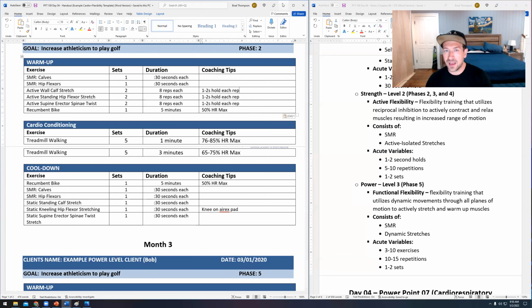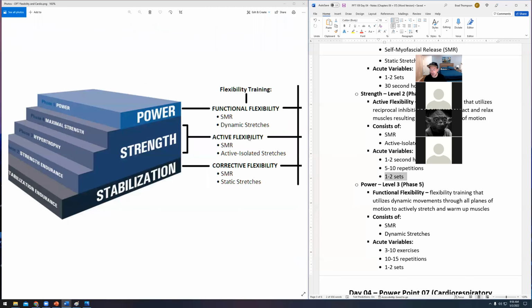Now, why do we have these different techniques? Like, why not just keep doing static stretches? Well, remember how I said static stretches reduce your strength, or at least they reduce your max strength, right? Active stretches don't. And because I'm in the strength level now, I'm going to be lifting at a higher percentage of my 1 rep max, 80%, 90%, maybe even 100%, right? In any of those phases, I'm going to be lifting heavier.